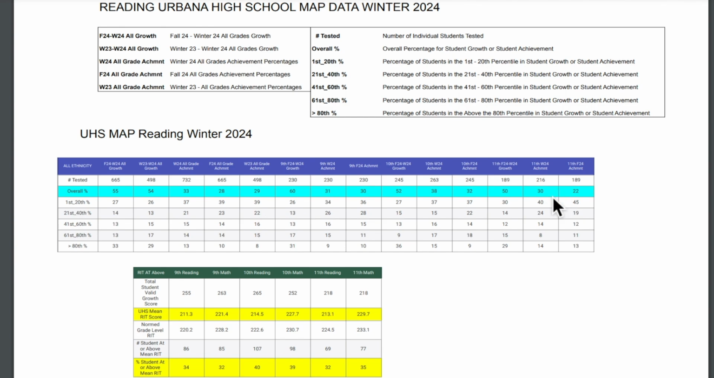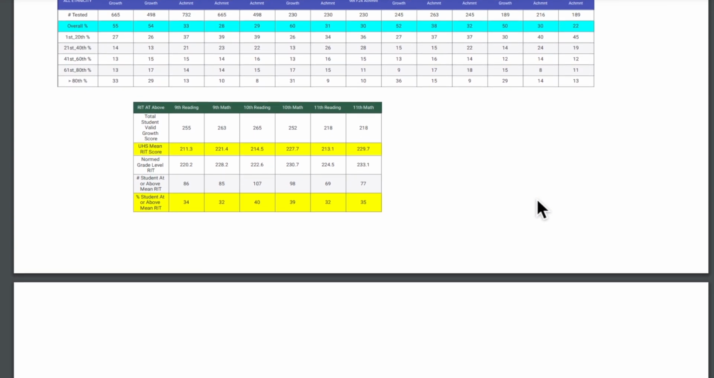So that's the reading, and then down here are RIT scores. The mean UHS RIT score for 9th grade reading was 211, but the normed grade level was 220. So valid growth scores, meaning for reading we had the two data points for them, 255. Number of students at or above the mean RIT, 86. So 34% of our students were above the mean.